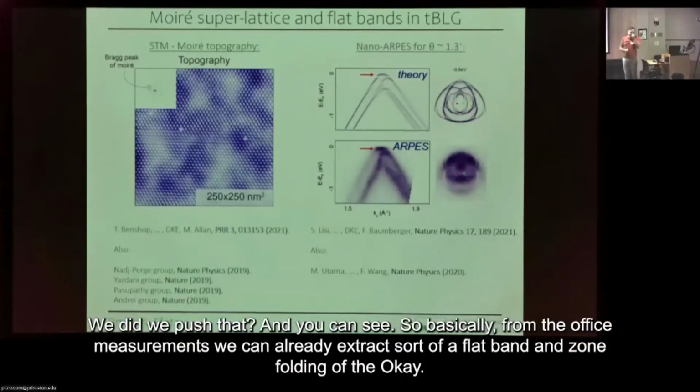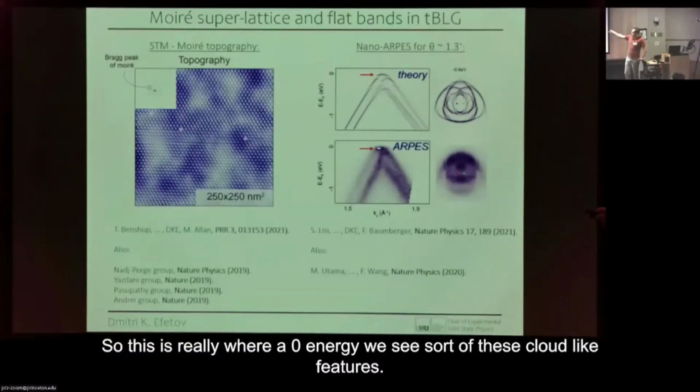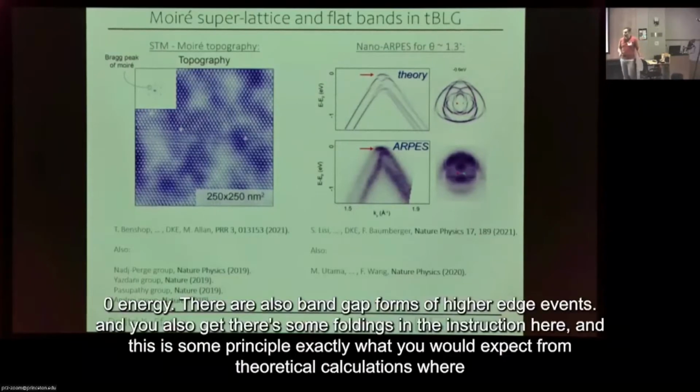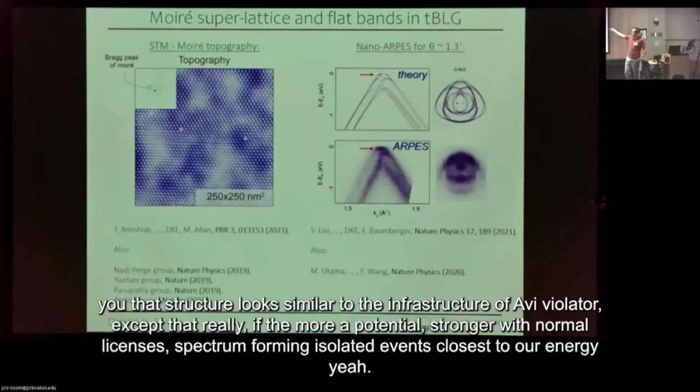And you can see, from the ARPES measurements we can already extract a flat band and zone folding of the twisted bilayer graphene. So this is where at zero energy we see these cloud-like features. Of course, resolution is not the best, but you can already guess that there is a flat band here at zero energy. There are also band gaps formed to higher energy bands, and you can also see the zone foldings in the band structure here. And this is in principle exactly what you would expect from theoretical calculations, where the band structure looks similar to the band structure of AB bilayer graphene, except that the moire potential strongly renormalizes the spectrum, forming these isolated flat bands close to zero energy.